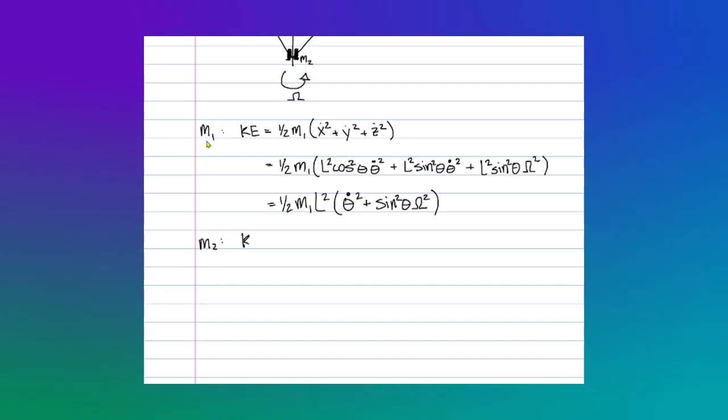For mass 2, it's a little bit simpler because mass 2 can only move up and down, which means its kinetic energy is determined only by y dot squared. And again, immediately converting to our theta coordinates.